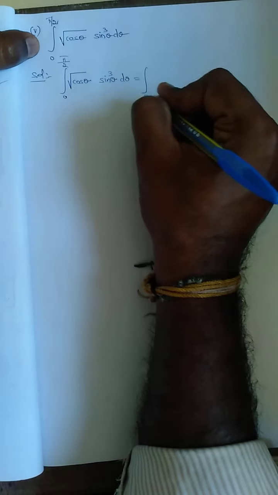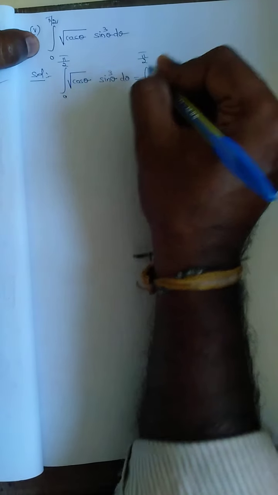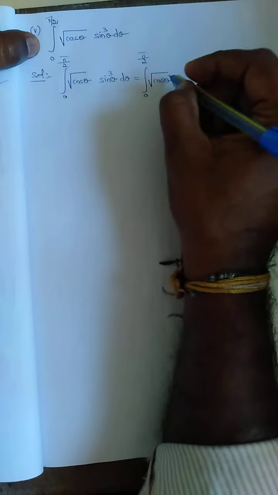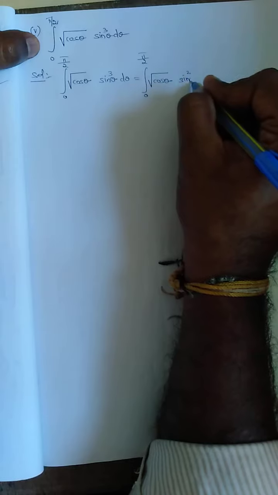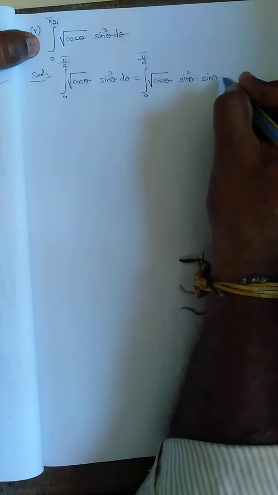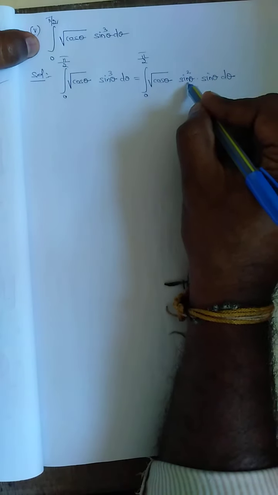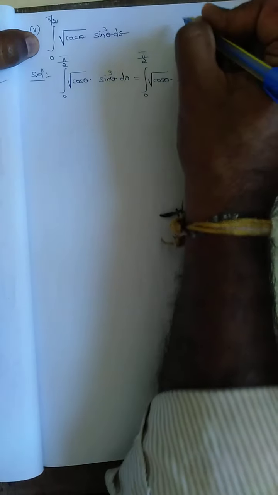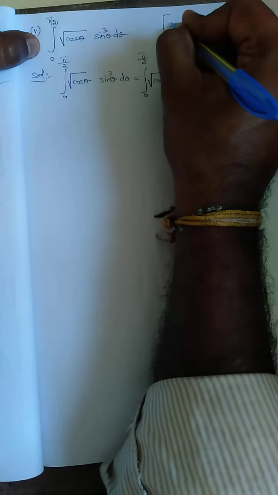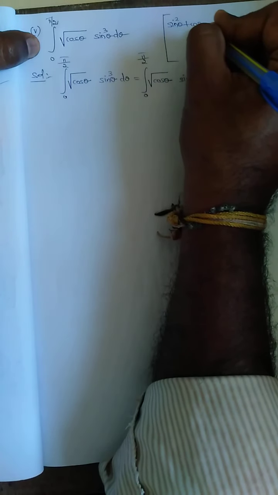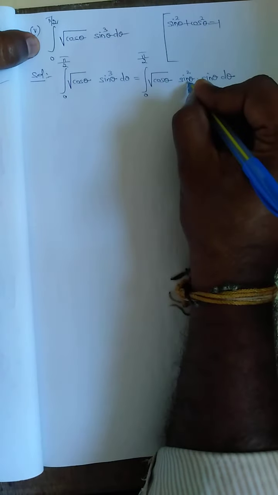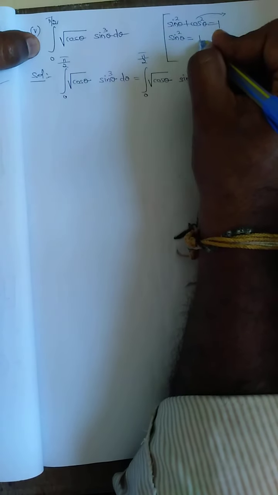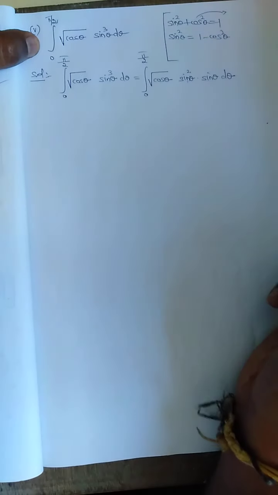is equal to integral from 0 to pi by 2 of square root of cos theta. This sin cube I am going to separate as sin square theta into sin theta, because sin square into sin we can change as sin cube. So we know the formula sin square theta plus cos square theta is equal to 1. What is sin square theta? This cos square comes this side: 1 minus cos square theta.